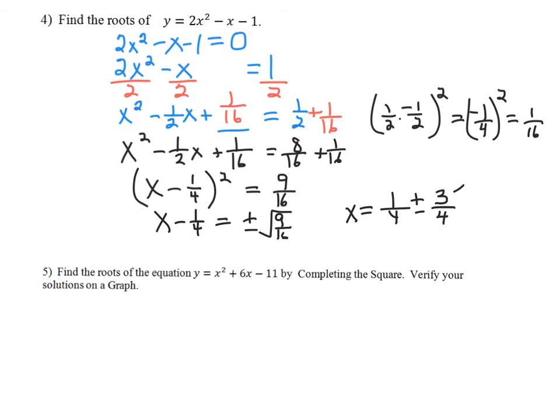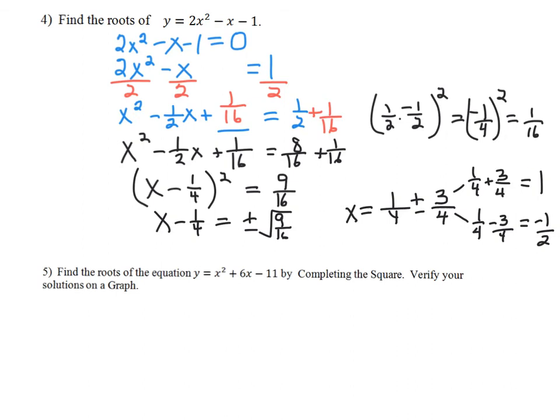So I have the two solutions, 1/4 plus 3/4. When I add those together, that's giving me an answer of 1. And then my second solution, 1/4 minus 3/4. That's giving me negative 2/4, which is negative 1/2.